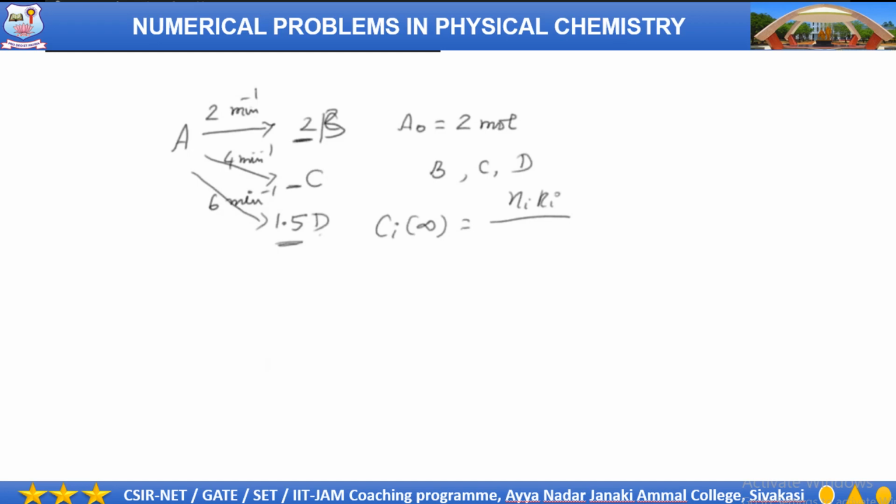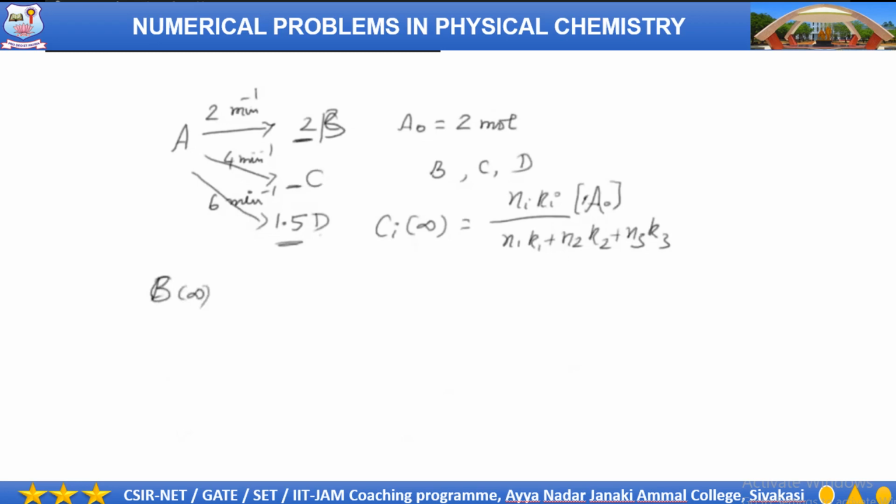Σ Ni Ki is N1 into K1 plus N2 into K2 plus N3 into K3. This is the fraction of the amount of time into the concentration of A naught. Because A naught is completely converted, you can calculate the concentration of B infinity.